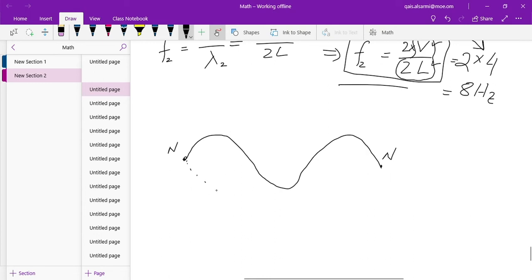So if the string is vibrating quickly, then you will see such kind of loops with an antinode here, antinode here, antinode here, node here, and node here. So the length of the string is not changed, so that's L. The length of the string is L.